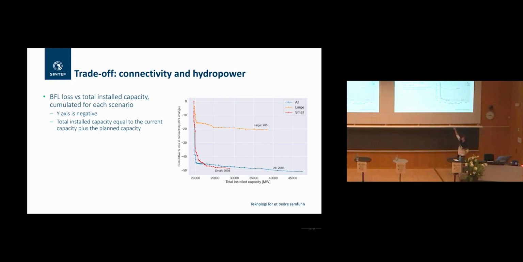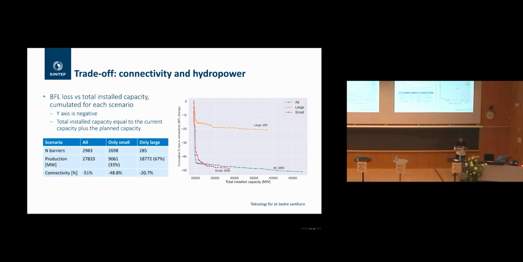To read the graph, the 0 here, the origin, is a negative axis. So the closest to the origin up there, the better, for the y-axis. And here we have a loss in connectivity and installed capacity. The installed capacity doesn't start from 0 because this is the existing capacity. So the Balkans at the moment have 20,000 megawatts of installed capacity. And as you can see here, first we compare the different scenarios.